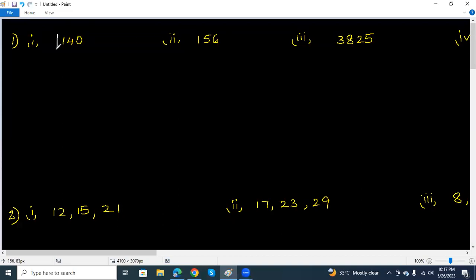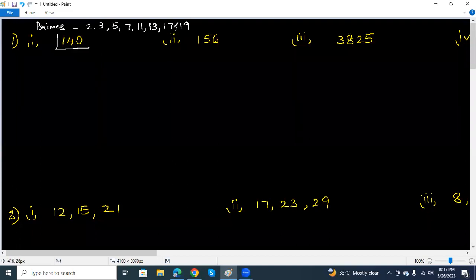First, what are the prime numbers? Prime numbers we all know, right? 2 is a prime, 3 is a prime, 5 is a prime, 7, 11, 13, 17, 19. Below 20, we have 8 prime numbers, right? Prime factorization means that one number after the other, we need to check and split this.